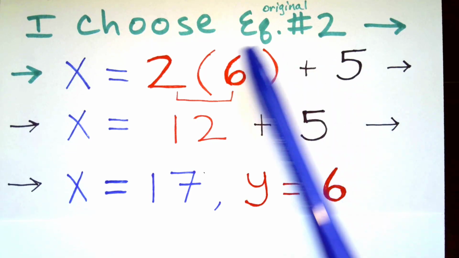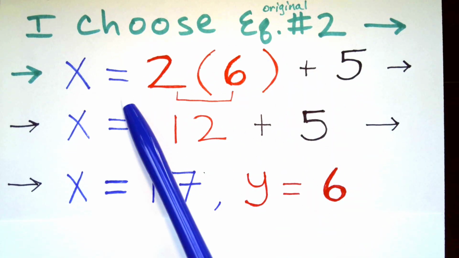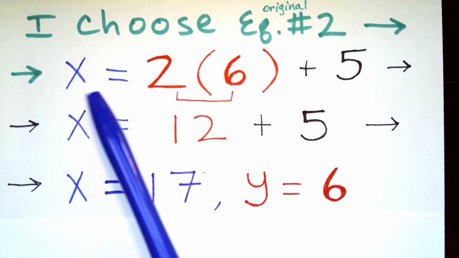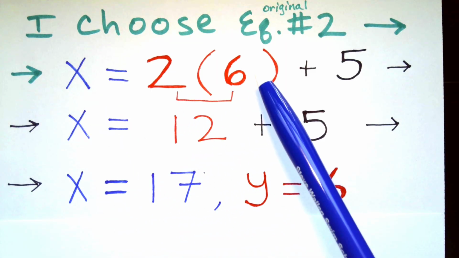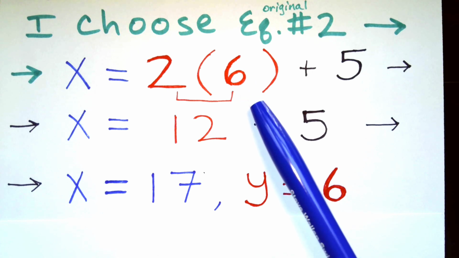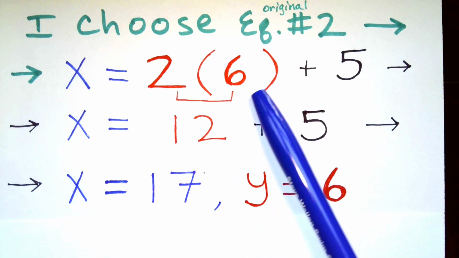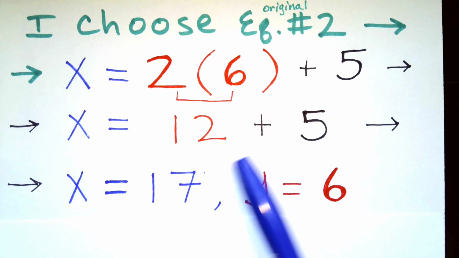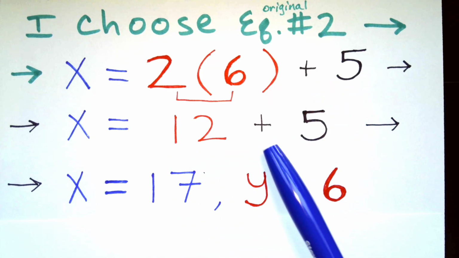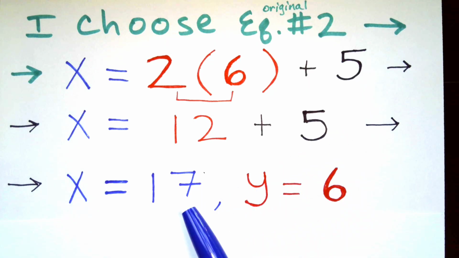In equation 2, everything's on the right side of the equal sign. X is all by itself on the left side. I don't have to do any manipulation other than multiply. So 2 times y. If y equals 6, I substituted 6 for y. What's 2 times 6? 12. I'm going to bring down my plus, bring down my 5. And what is 12 plus 5? 17. So x equals 17 and y equals 6.